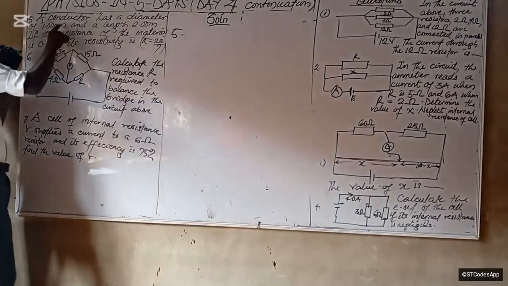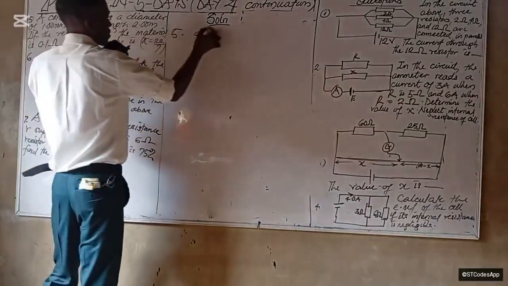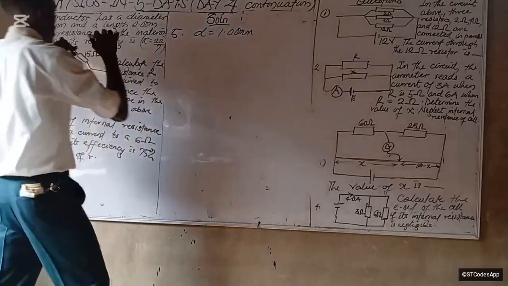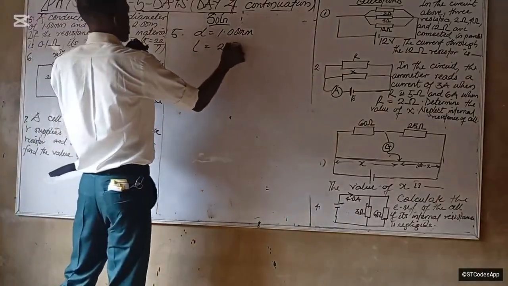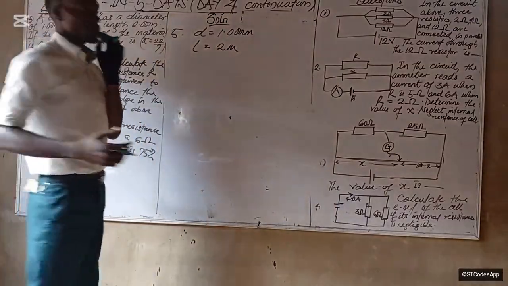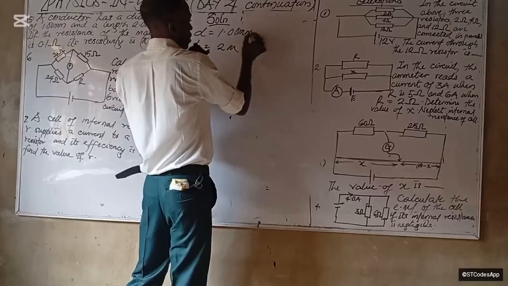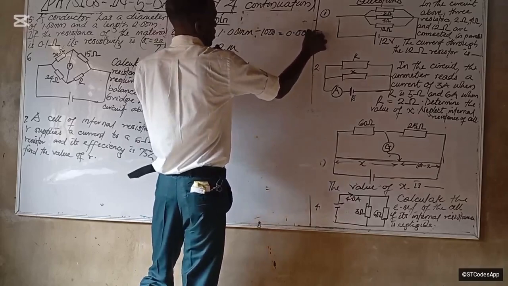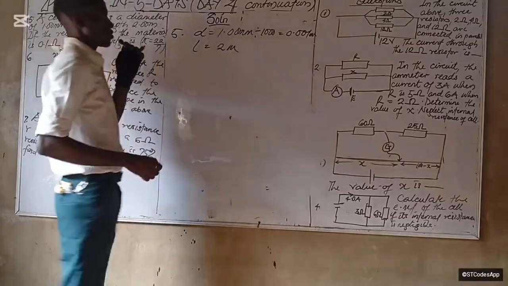Number 5 says a conductor has a diameter, so the diameter of the conductor is 1 millimeter, and the length is 2 meters. You see here that there is a discrepancy in the unit of the length and the unit of the diameter, so you have to convert. We convert millimeter to meter. We divide by 1,000, and you're going to get 0.001 meter.